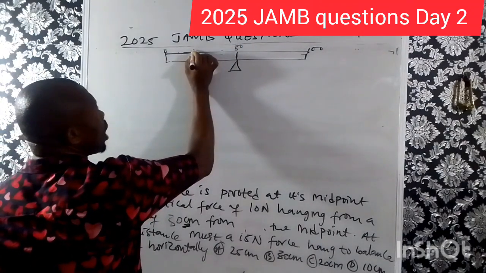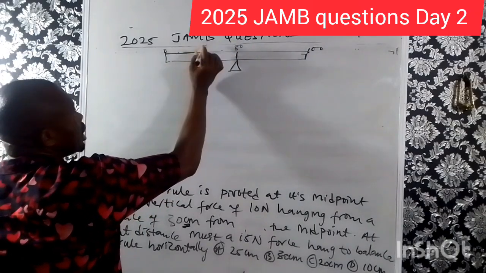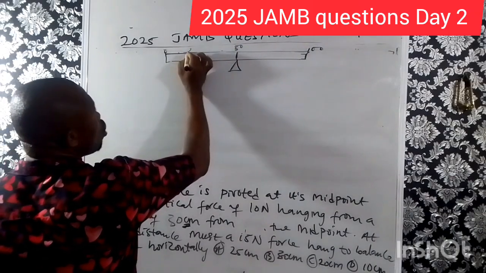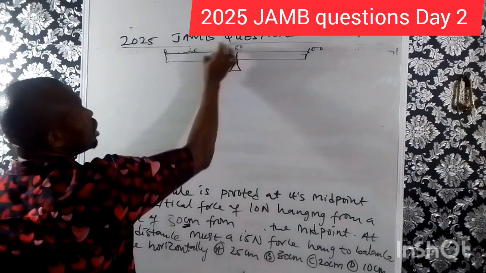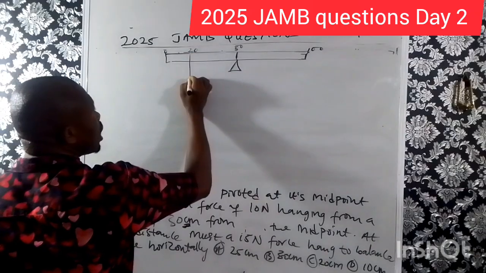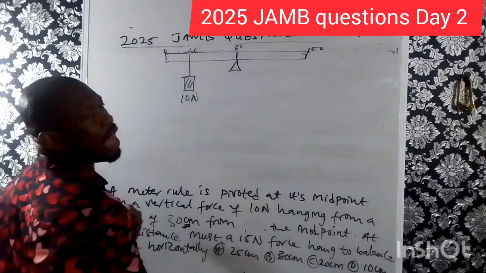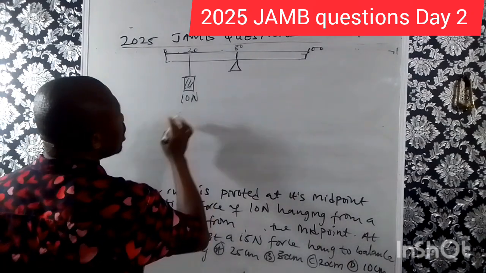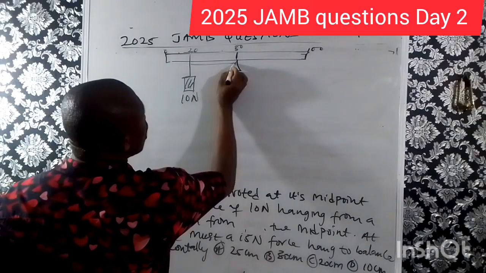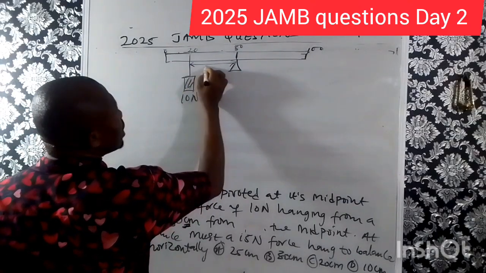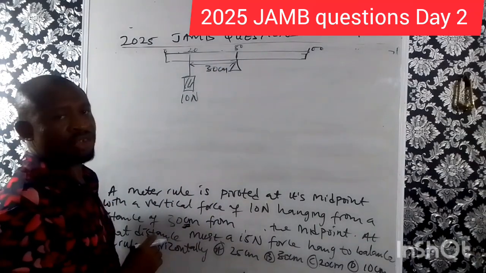That means from the midpoint, count 30. So if you count 30, from there to here is 50. If you go 30 cm away, that will give us 20 here. That means 50 minus 30 will give us 20. So that 10 Newton force is hanging at the 20 centimeter point. Therefore, the perpendicular distance is that 30 cm. That is the point they are driving at here.